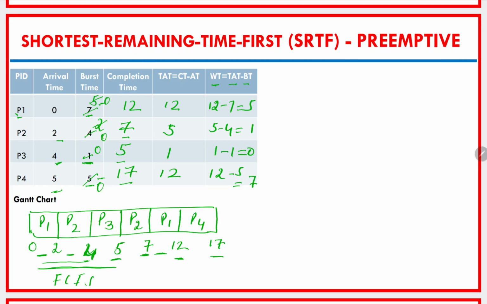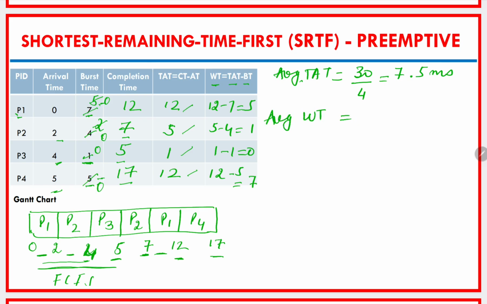Using the same set of steps, we will calculate the average turnaround time and average waiting time. The average turnaround time is evaluated by adding these values: 12 plus 5 is 17, plus 1 is 18, plus 12 is 30. So the total is 30. We divide by 4, because we have a total of 4 processes, so this comes out to be 7.5 milliseconds, the average turnaround time for such a system.